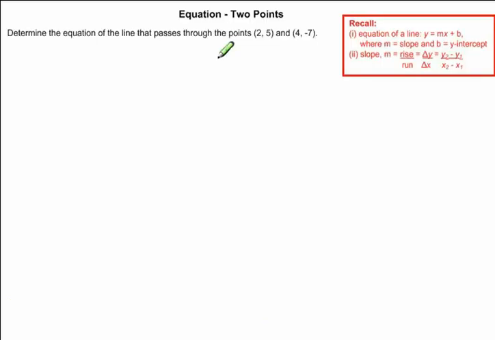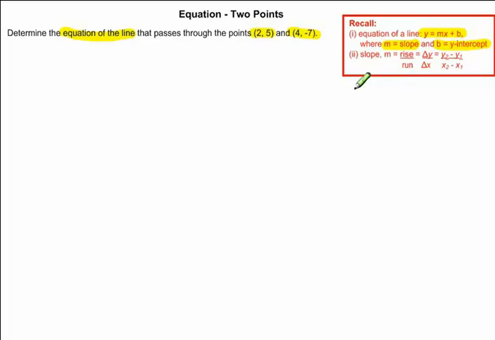We will start the solution by highlighting the important parts of the question. We want the equation of a line that passes through 2 points, (2, 5) and (4, -7). Let's recall what the equation of a line is. It's y equals mx plus b, where m is the slope and b is the y-intercept.